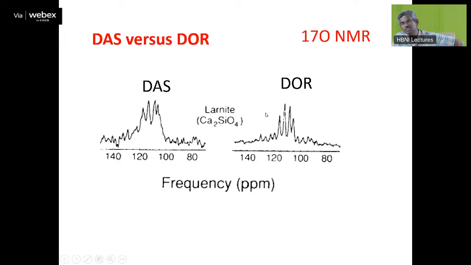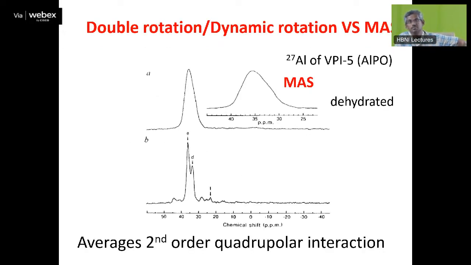Of course, double angle rotation appears to be more resolved, you can see here. The others are side bands. So you'll be able to find out what is chemically different. You can get a high resolution solid state NMR by doing this dynamic angle or double rotation NMR.